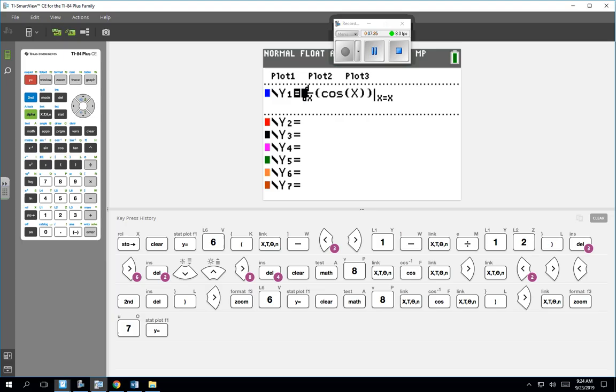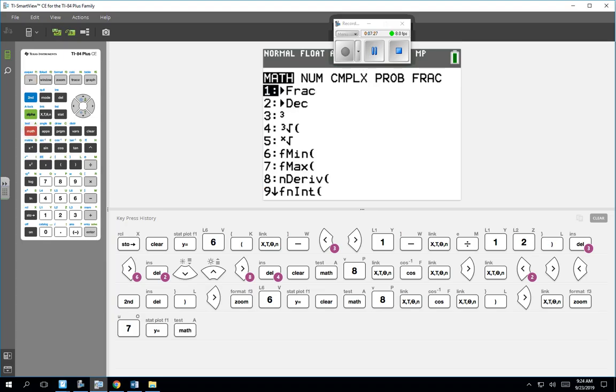Once again, just quickly here, if you go to Math, over to Num, you'll see the absolute value right here. So you'll need to access that to graph that speed function. And then you can tell me the highest and lowest that those functions attain.